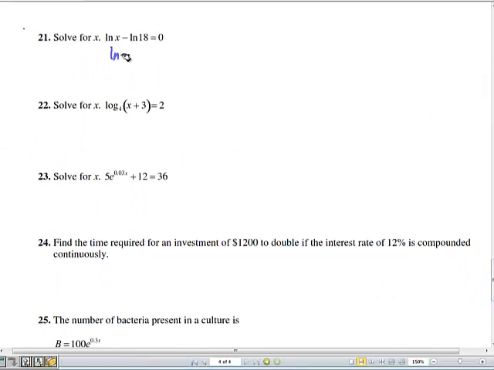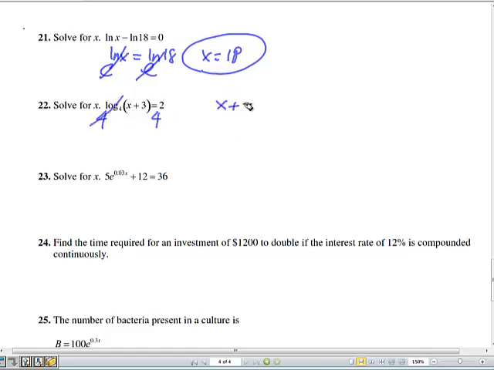Number 21. Solving this, I'm going to add log 18 to both sides. Take the anti-log. So x is equal to 18. Solve for x. I'm going to take the anti-log of both sides using the base here. So now I get x plus 3 is equal to 4 squared. Subtract the 3, and I get x is equal to 13.